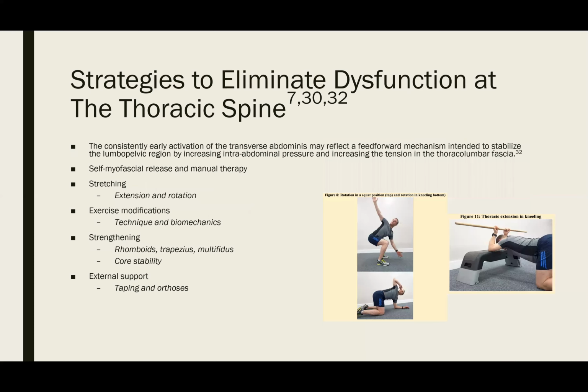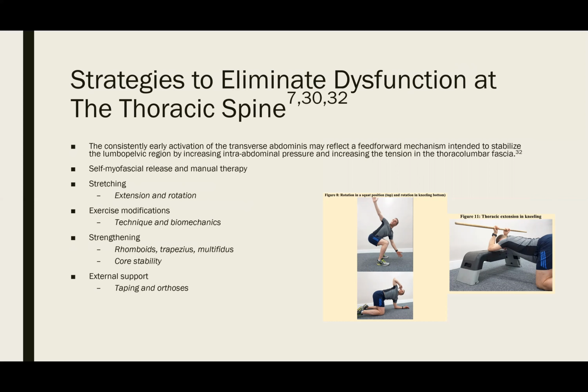So there are many strategies that we can utilize to address the dysfunction of the thoracic spine. Consistent and early activation of the transverse abdominis may reflect a feed-forward mechanism intended to stabilize the lumbopelvic region. By increasing intra-abdominal pressure and increasing the tension of the thoracolumbar fascia, this can help this dysfunction.